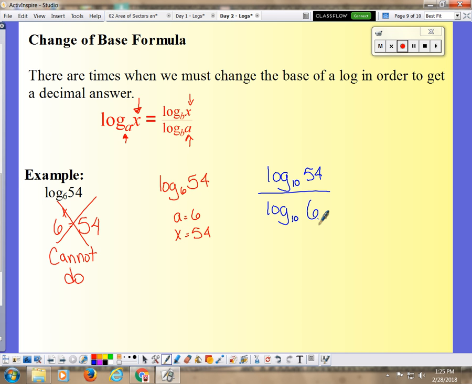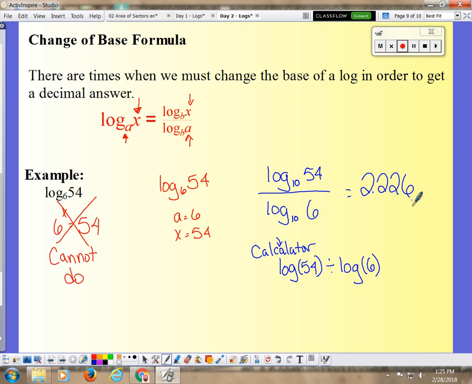Now, all you have to do with that is put it in your calculator. You can do it in 2 steps, or you can do it in 1 step. I would hit my log button and type in 54. I'm going to close that parenthesis, hit divided by, then type in log and put the 6 in. So log 54 divided by log of 6 should give you in your calculators an answer of 2.226 if you round it correctly.